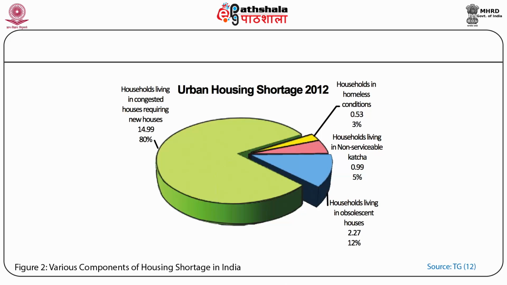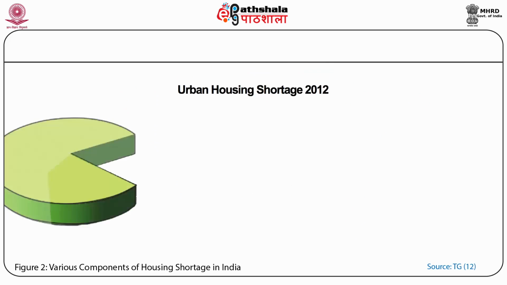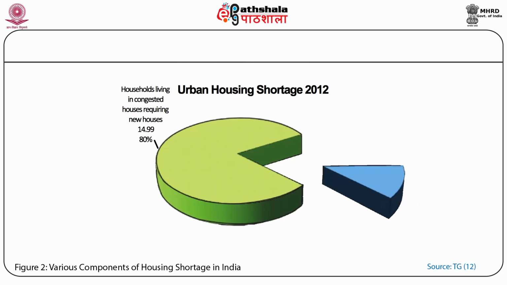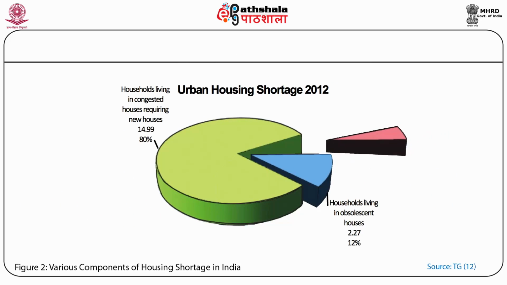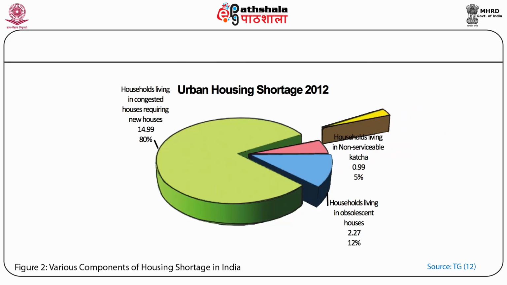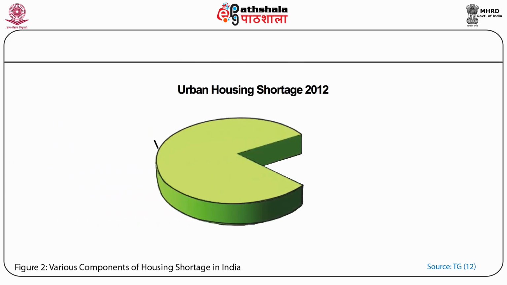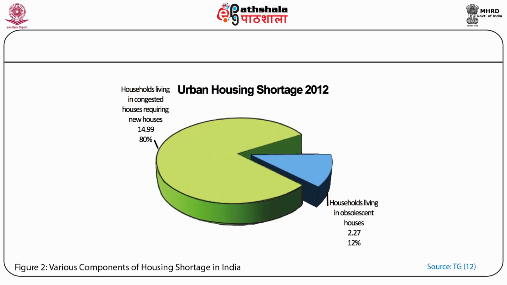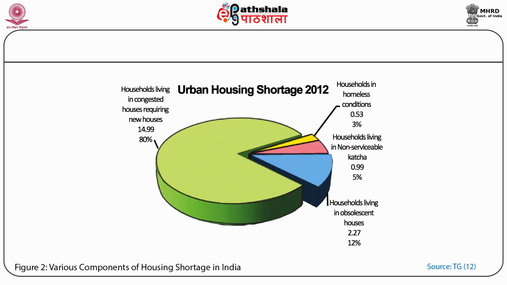According to Census 2011, there were about 0.99 million non-serviceable units. Further, the NSSO 65th round estimates 2.27 million obsolete houses. These figures taken together work out to be 3.26 million, or 17% of the total housing shortage in the year 2012.